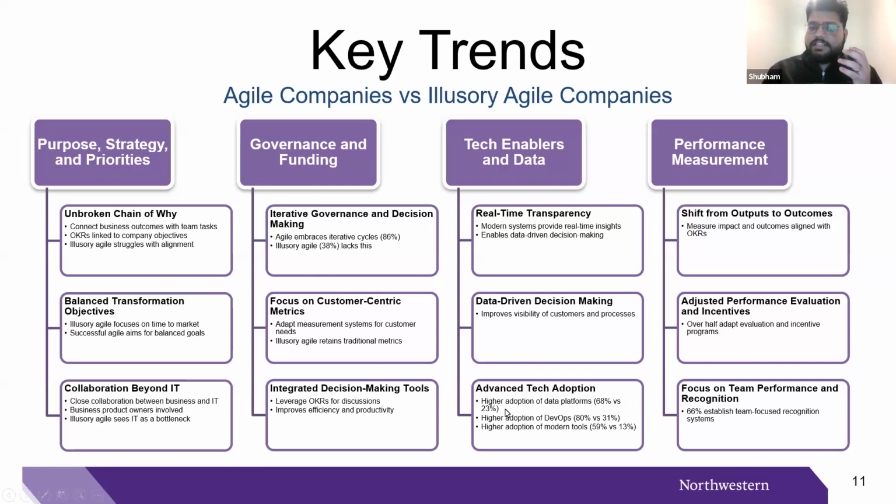The other one is that the agile companies are far more adaptive to the data platform. So I'm talking about tech adoption. If you are not agile, and you think that being agile makes you tech savvy, it's not so, and this is the point that drives that reason. There is a higher adoption of data platforms in agile companies, 68% versus 23%. There's also a higher adoption of DevOps, 80% in agile companies versus 31% for illusory agile companies. And there's also a higher adoption of modern tools, 59% versus 13%.